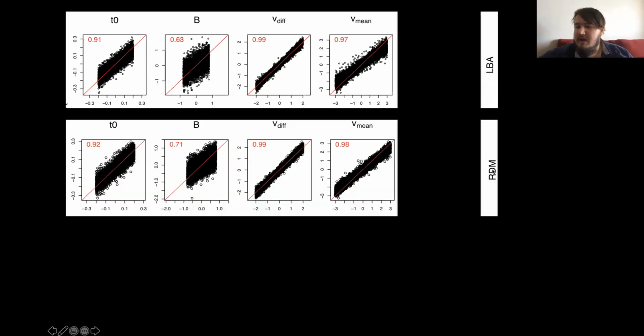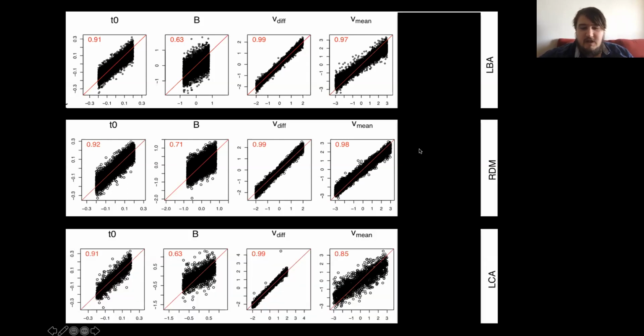And then I've called the racing Wald the RDM, for the racing diffusion model, just to clarify this. But the pattern of recovery looks fairly similar in the racing diffusion model. So VDiff is again excellent, and non-decision time is again all right. Now, threshold is a bit better, I'd say, but this is quite subjective, but it still has the same issue, right? When you're generating with a value of 0, you could really observe anywhere from -1 to +1 difference, right? You don't really seem to be able to identify these changes in threshold in the racing diffusion model.